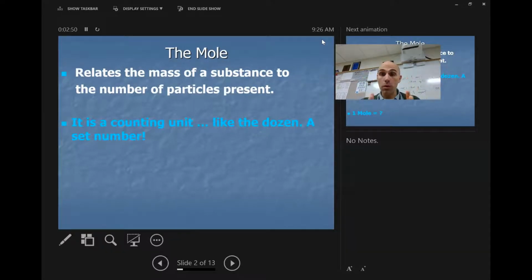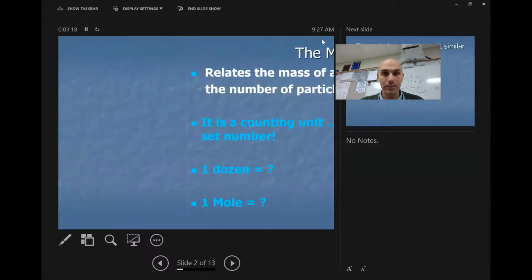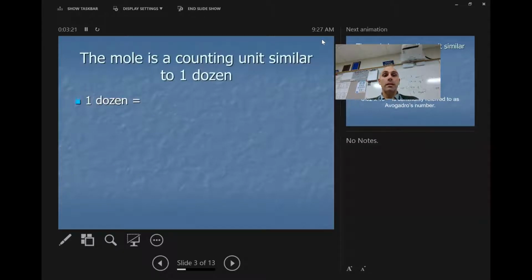Well, a mole is also a set number. If you have a mole of calculators, a mole of paper towel rolls, a mole of tissues, a mole of remote controls, a mole of water bottles, you're going to have the same number of all of those, because a mole represents a very specific number of things, okay? So we know a dozen is 12, and for a mole, we're going to figure out what exactly that is.